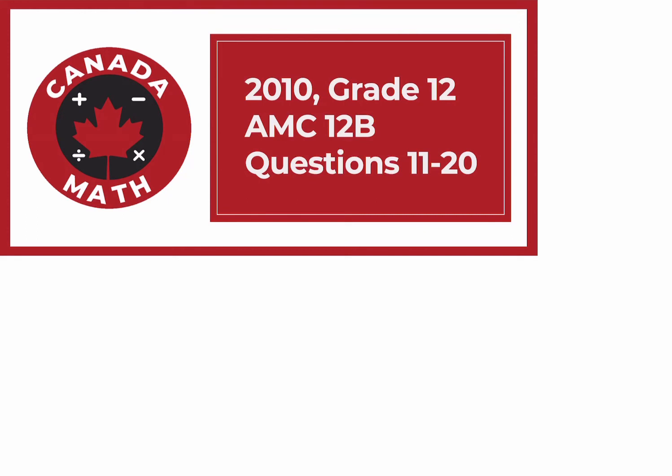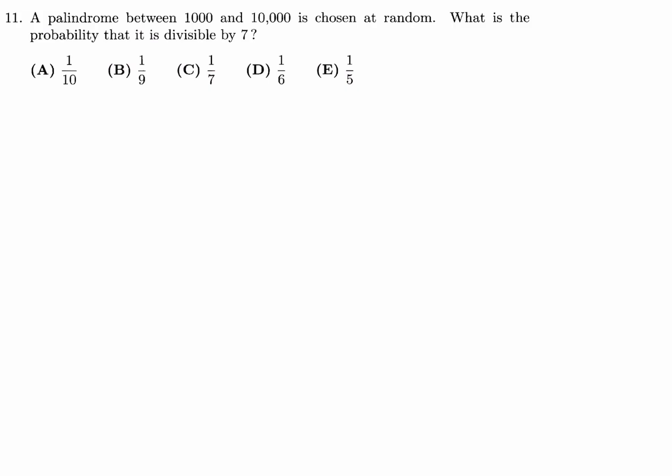Questions 11 through 20 on the 2010 grade 12 AMC 12B. A palindrome between 1,000 and 10,000 is chosen at random. What is the probability that it is divisible by 7?